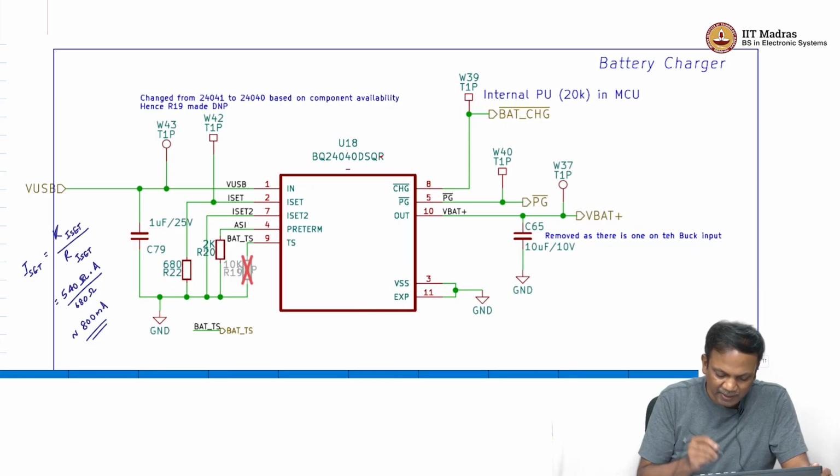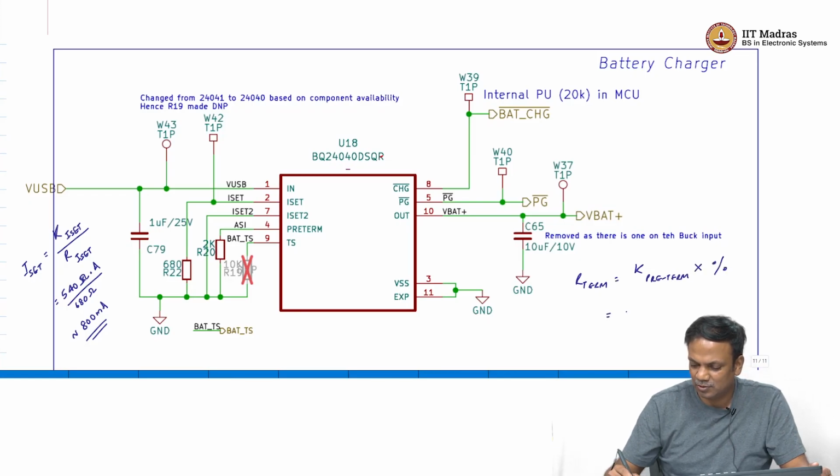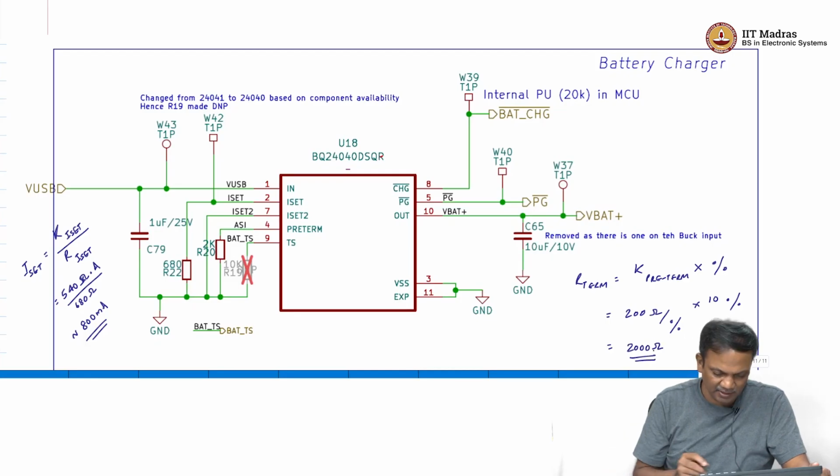Now, preterm: you might remember the calculation we did there. R_term is equal to K_preterm times percentage. K_preterm was 200 ohm per percentage according to the data sheet, and we want the charging to terminate at 10%. So, this is 2000 ohms. That is what R20 is. You can see that R20 is connected to ground through a 2 kilo ohm resistor.